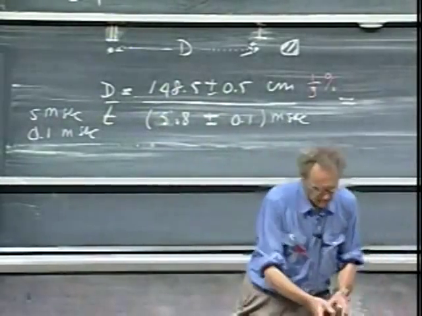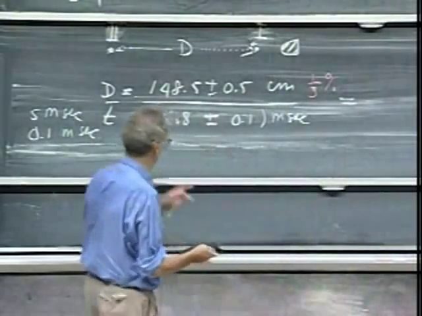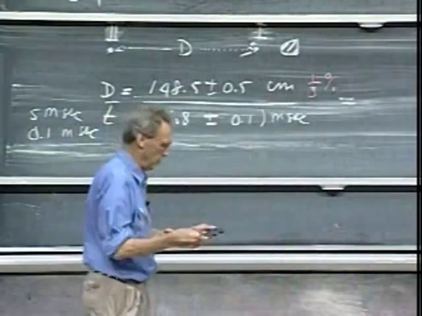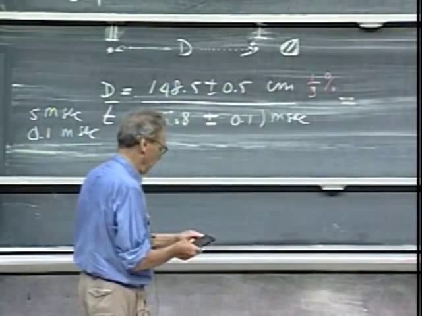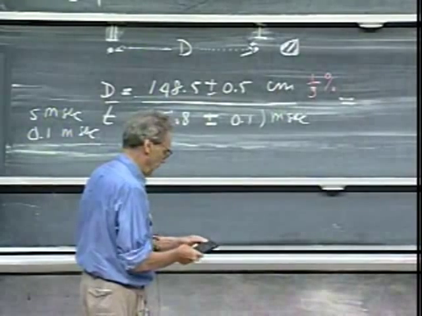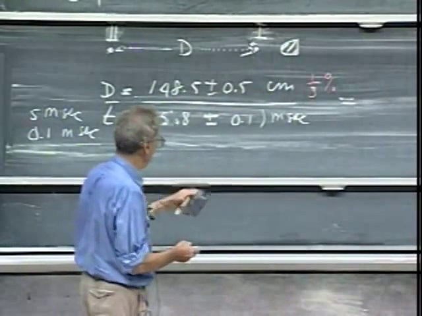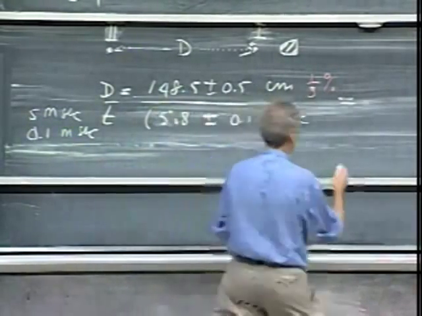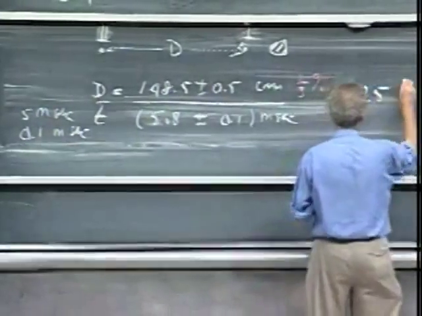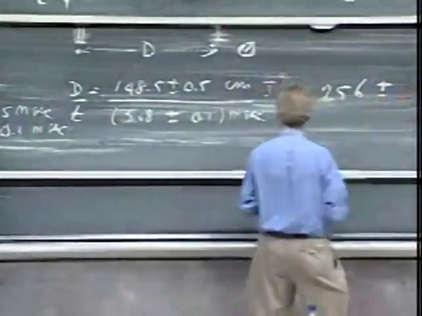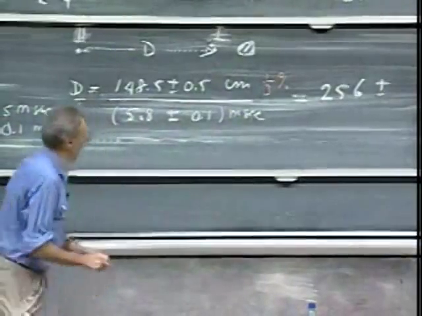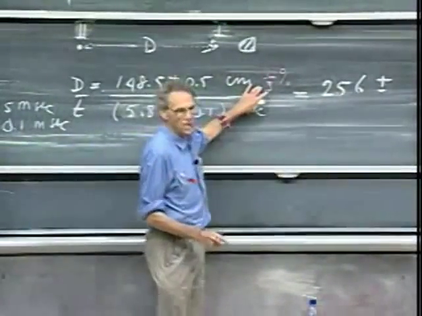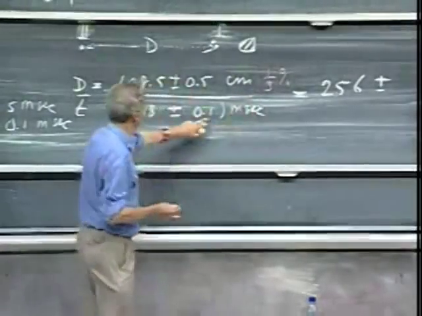So out comes the average, call it speed or call it velocity, it's the same thing in this case. 148.5, 5.8, and I have to convert it to meters per second. That brings it to 256 plus or minus. Now you come in here with your plus or minuses. This is a 1/3% error. It's negligible compared to this one.